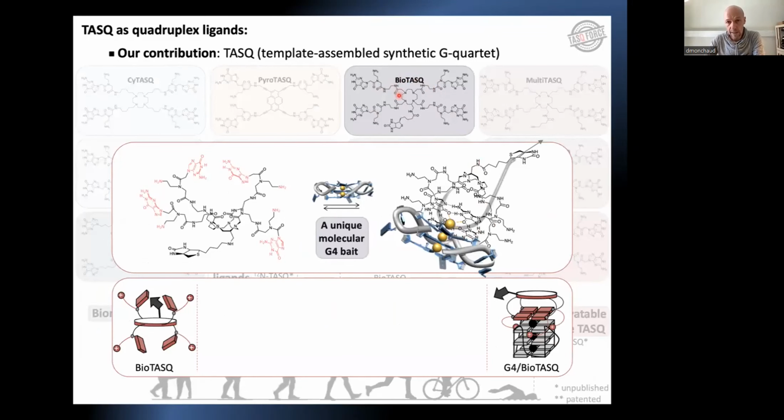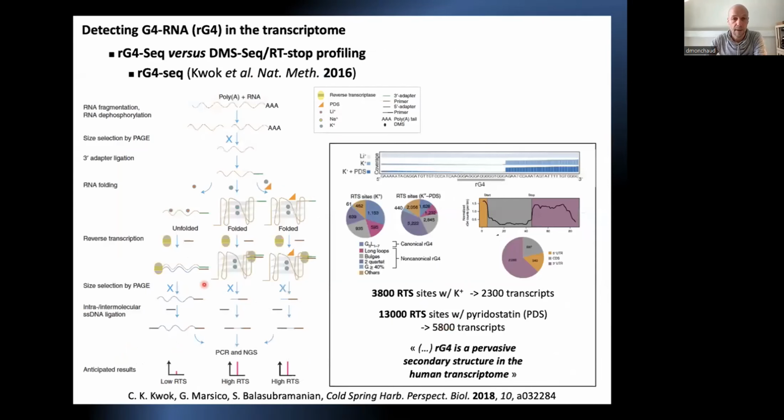So to this end, we use not the NAFTA task anymore, but this first prototype of biotinylated task. And the idea was always the same. It interacts with the G4 with high selectivity. And then the biotin is used as bait to isolate the complex, the G4 biotask complex. And I'm pretty proud of this old-fashioned animation. The biotin is here and the streptavidin allows for the purification of the complex, the G4 ligand biotask complex.